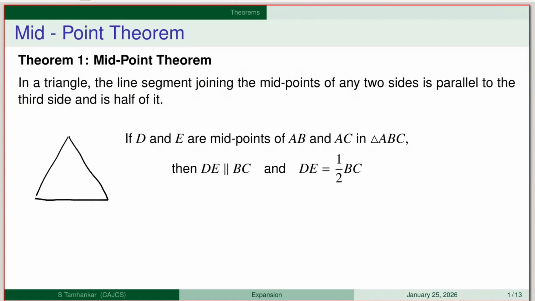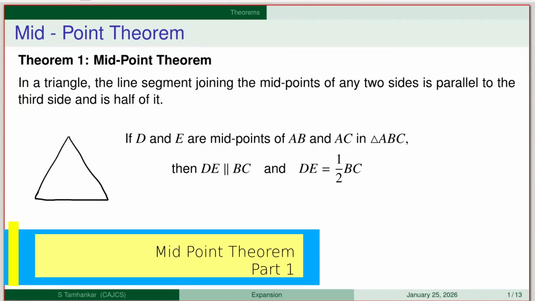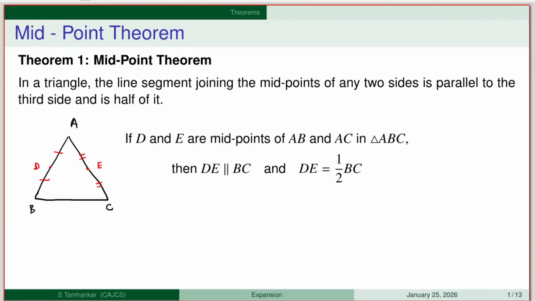Consider a triangle here. I'm going to name the triangle ABC. Point D and point E are the midpoints of AB and AC respectively. Then when we join this segment DE, DE is parallel to BC and DE is half of BC. So if BC is 6 centimeters, then DE will be 3 centimeters. This is theorem 1, the midpoint theorem. Remember, this part will be given to you and this is the proof.